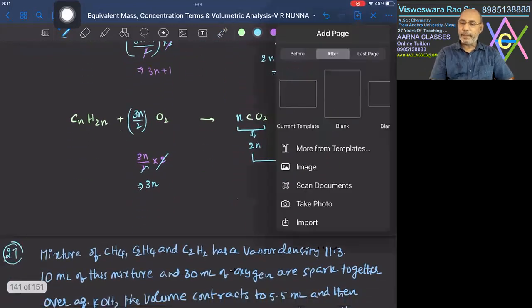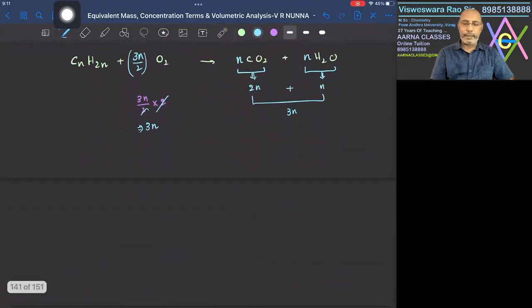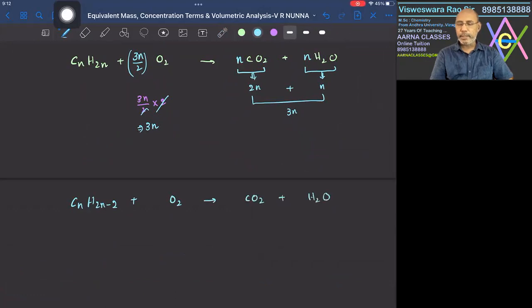Now I will go for the alkynes. Alkyne is nothing but CnH2n minus 2, burning in the presence of oxygen. Again you will get the same thing, carbon dioxide and water, CO2 plus water. Now, how many carbons are there here? N carbons are there. Friends, I will write N to balance the number of carbon atoms. So this is nothing but N.